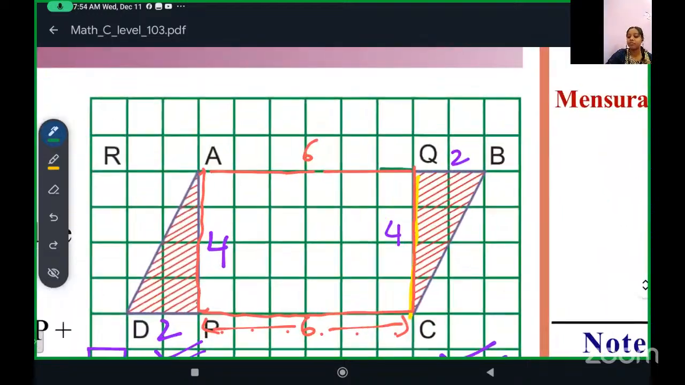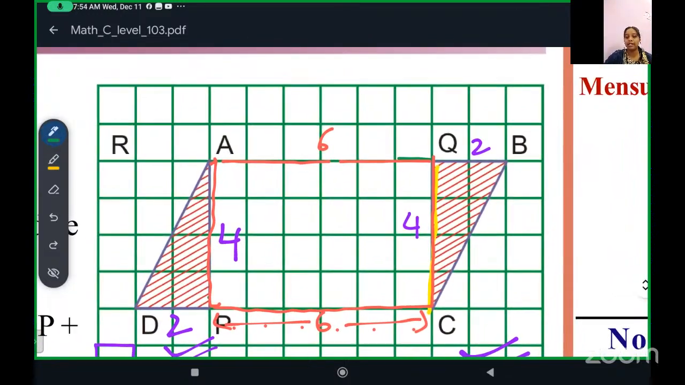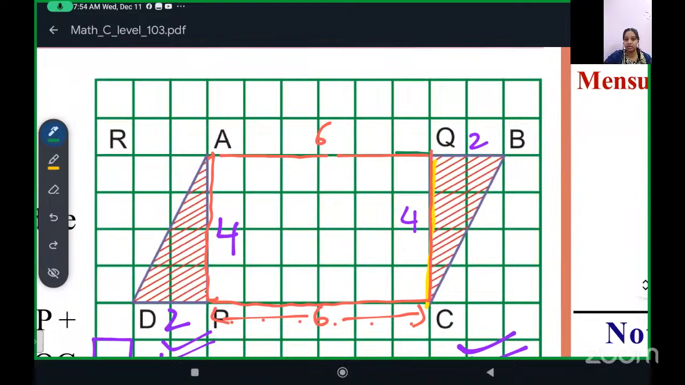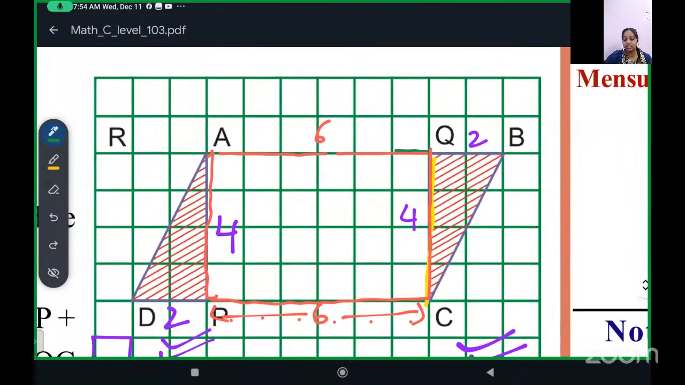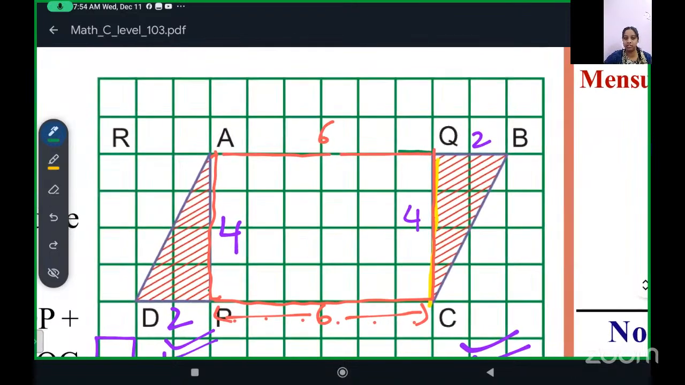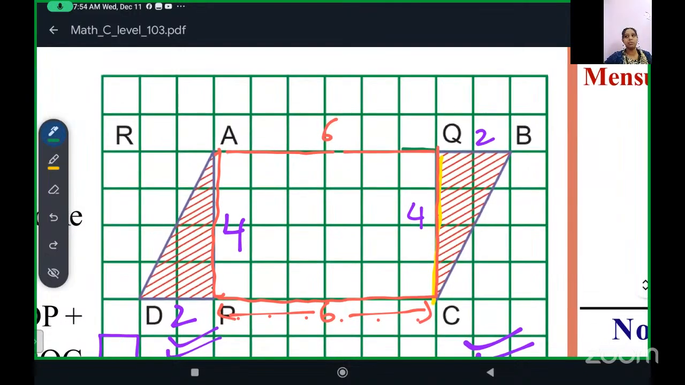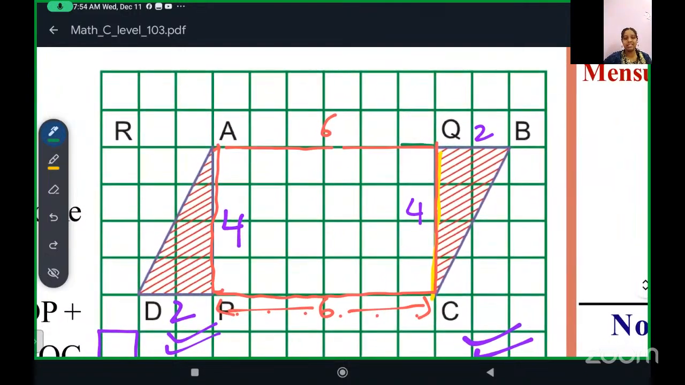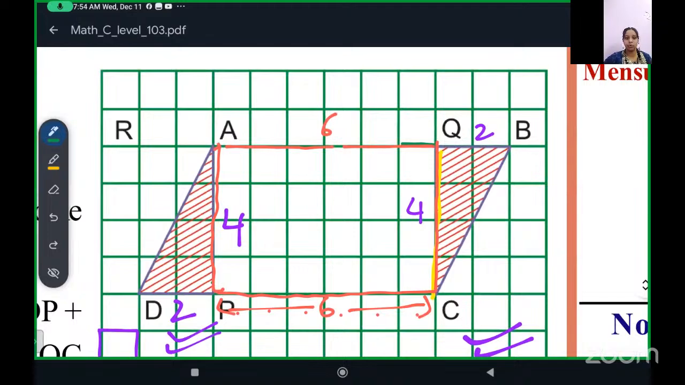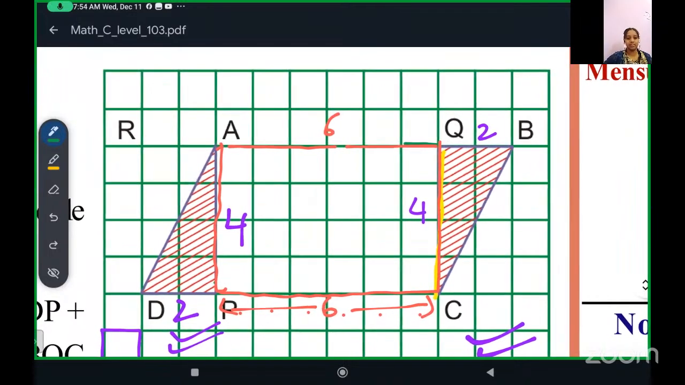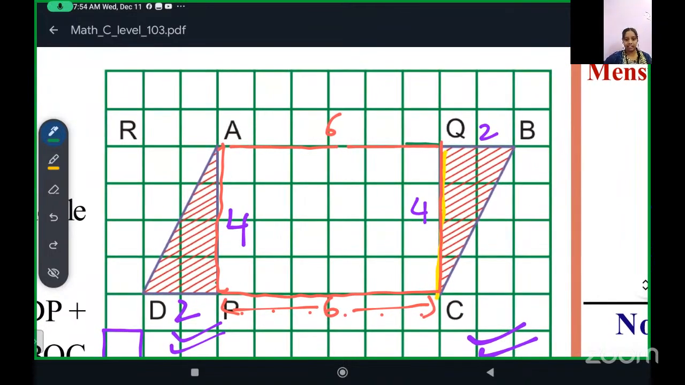Now, how to know the measure of the sides? Like I said, you can count the boxes. 6 boxes makes the side 6 centimeters. 4 boxes makes the side 4 centimeters.